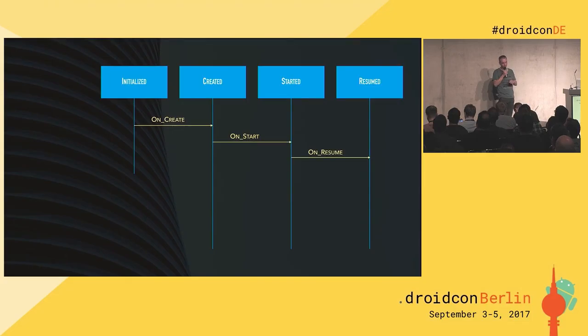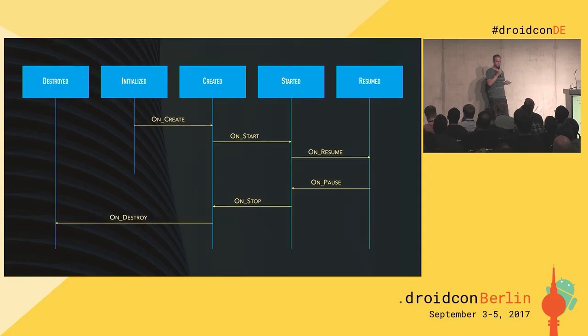With onResume, we end up in resumed, and then we go backwards again. With onPause, we are back to started. So we are not paused, but in the state started again. And onStop leads us back to created, and after onDestroy, we end up in destroyed.